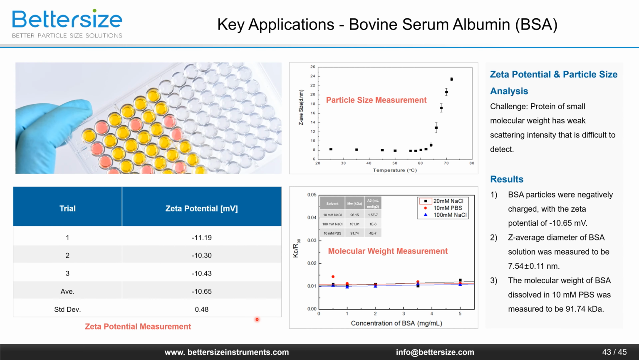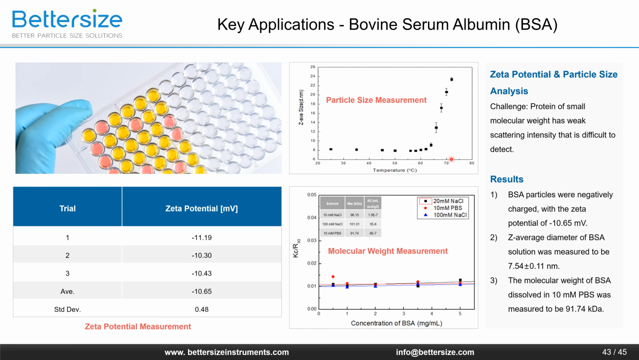BSA is a protein purified from bovine blood. Because of its spherical structure and low cost, it is a model protein in industry and scientific research. It has very weak scattering due to its low molecular weight and is hard to detect for light scattering measurements. In this application, 3 measurements of the BeNano were performed.